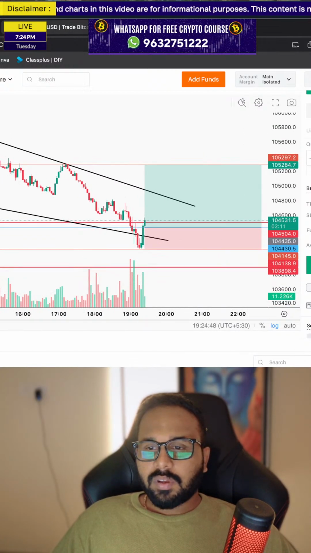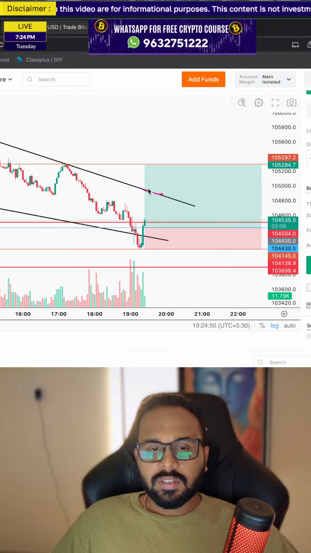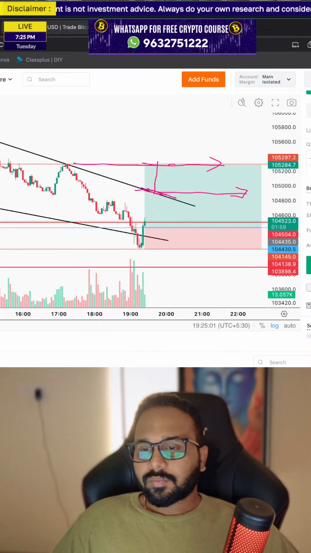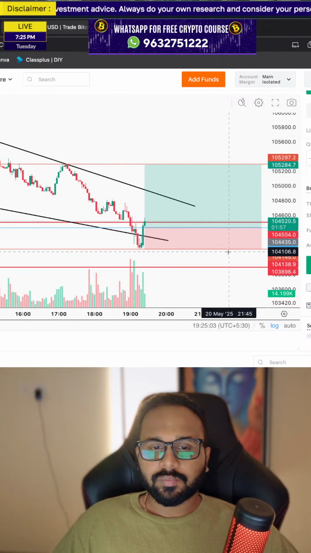The next upper level is this area, this trend line. Later resistance area is this. So for some people this can be target 1 and this can be target 2. So like that you can consider.